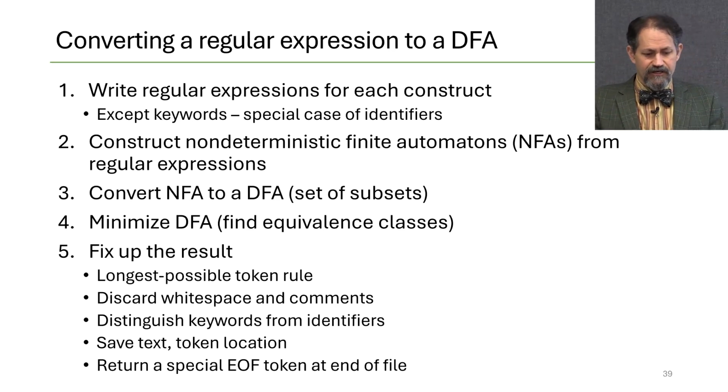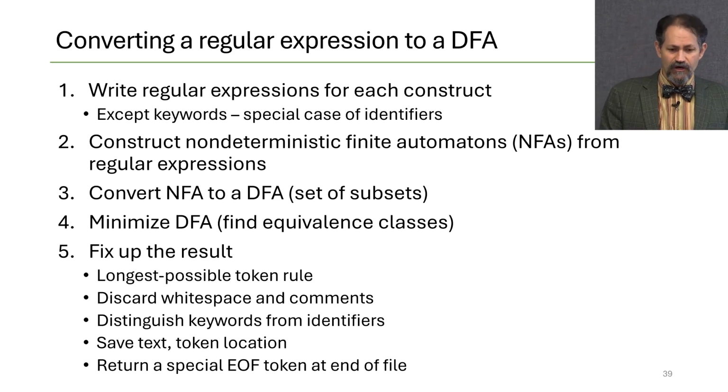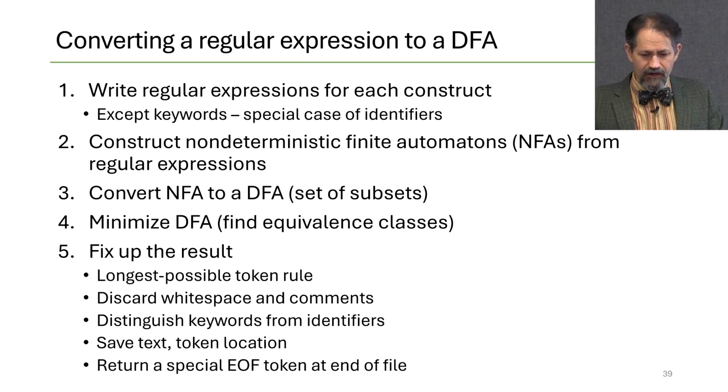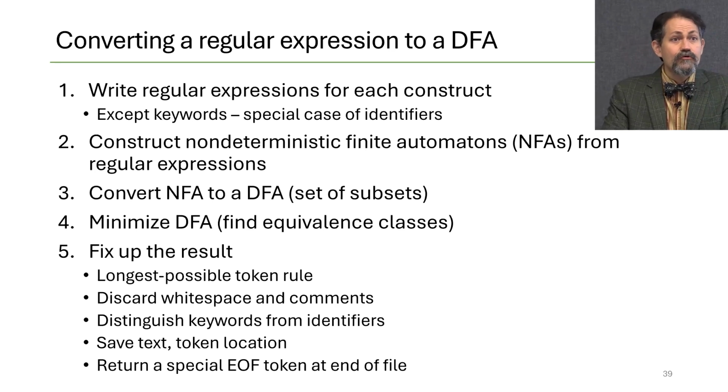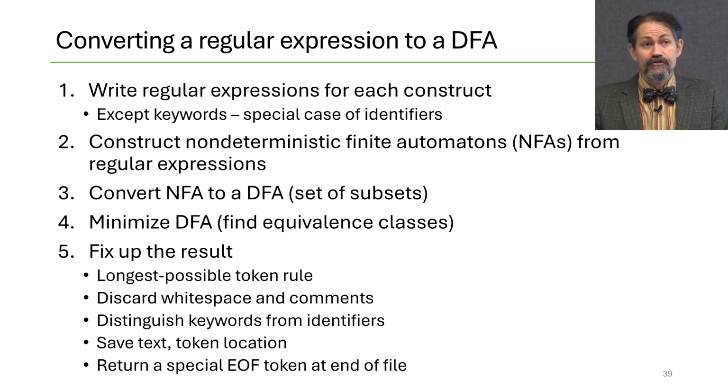We then minimize that deterministic finite automaton to find equivalence classes and make it smaller. And then we'll fix up the result with various details like implementing the longest possible token rule, discarding white space and comments, distinguishing keywords from identifiers, saving the text and the token location, and returning a special end-of-file token at the end of the file. So let's start with the construction that goes from regular expressions to non-deterministic finite automata.